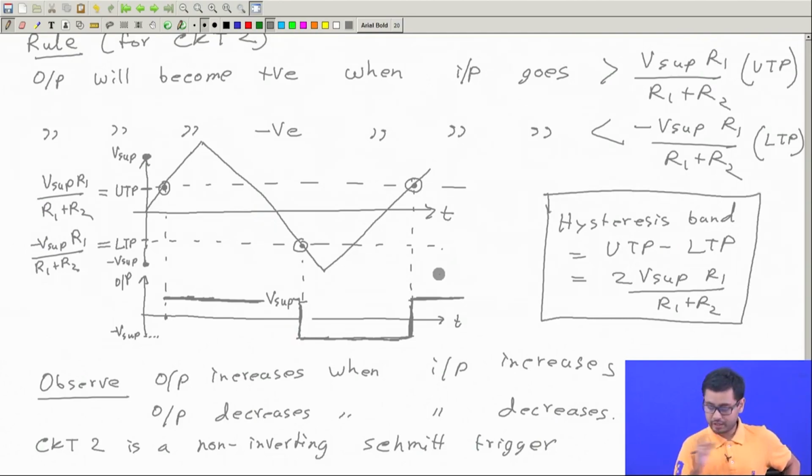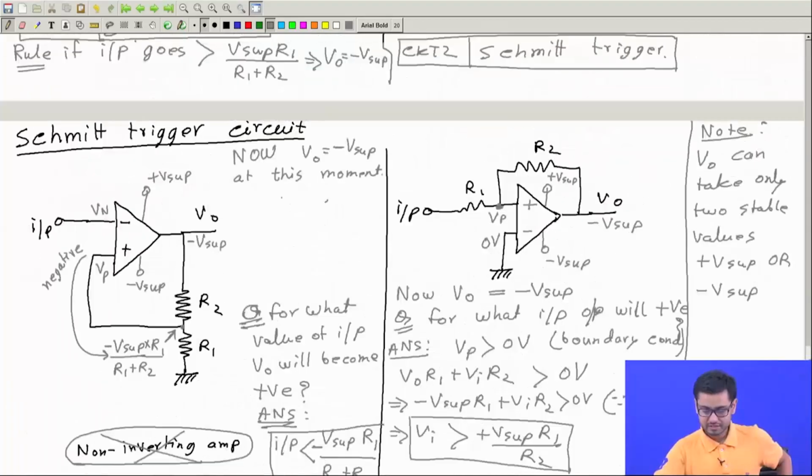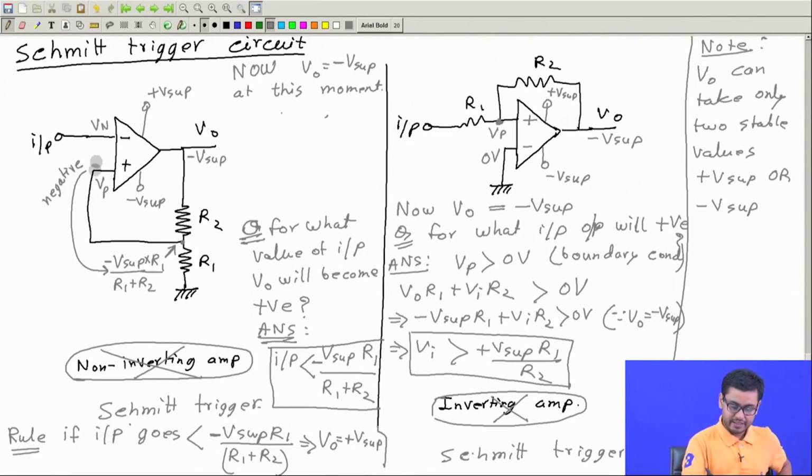And one important point, last thing: in this circuit, which was originally a non-inverting amplifier, we have modified it. This becomes an inverting type Schmitt trigger, which means output decreases if input increases. On the other hand, in this circuit, which was originally an inverting amplifier, when we change the plus minus sign, this behaves like a non-inverting Schmitt trigger, which means output also increases if input increases.